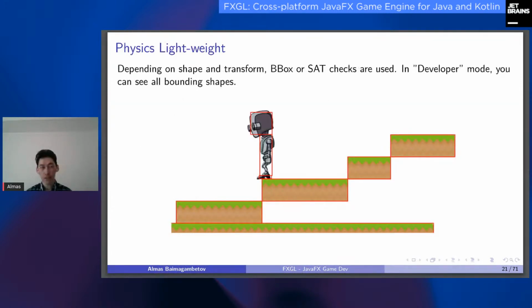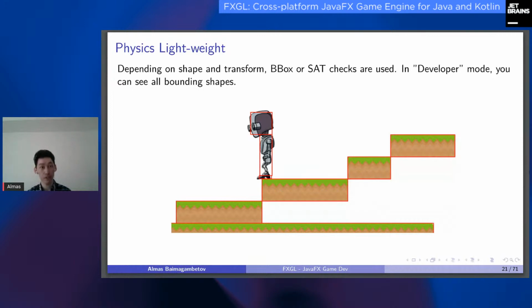In terms of physics, which also uses this entity component model, we've got two versions: one is lightweight, the other is heavyweight. Lightweight is used for collision detection. That's when you want to know if two entities are overlapping, and if they are, then they are colliding.